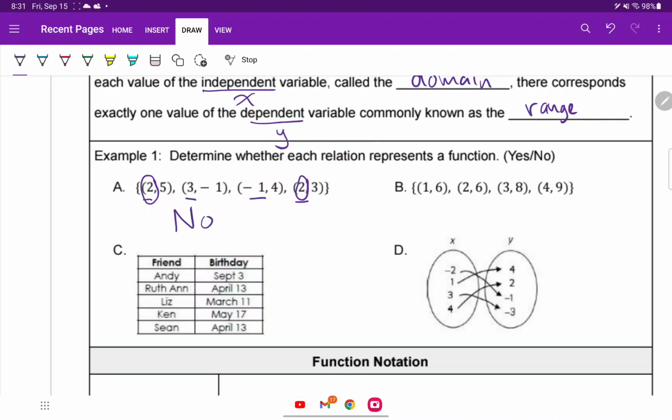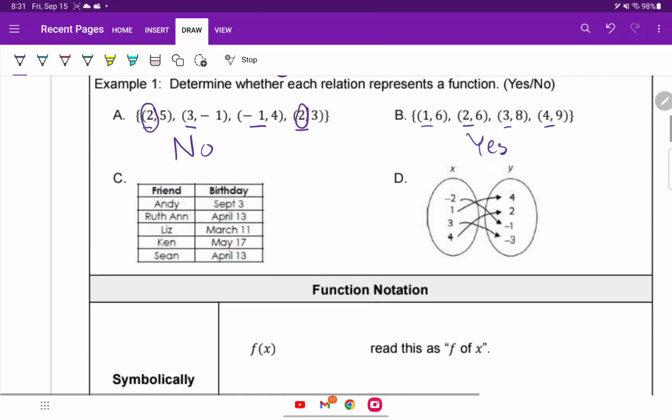All right, for letter B, we do the same thing. It's a list of numbers, so an ordered pair. So we have x, x, x, x: 1, 2, 3, 4. The x values do not repeat, so yes, this is a function. All right, for letter C, when you look at these columns here, this is the x column, and this is the y column. So we look at Andy, Ruth Ann, Liz, Ken, and Sean. No name is repeated in the x column, so therefore, yes, it is a function.